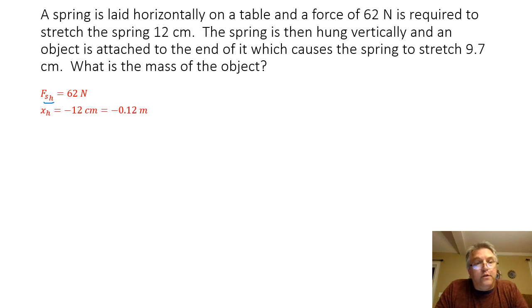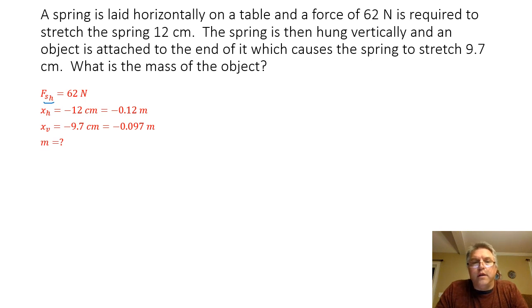I do need to convert my displacement to meters, so my horizontal displacement is going to be negative 0.12 meters. My vertical displacement, once the object is attached to the end of the spring, is going to be negative 9.7 centimeters, which is going to convert to negative 0.097 meters. And we are looking for the mass of the object.